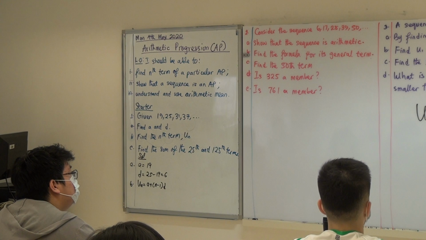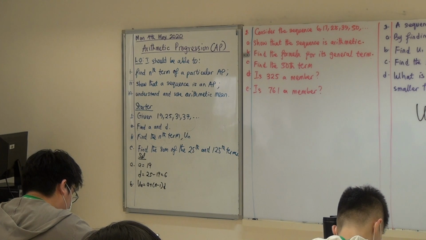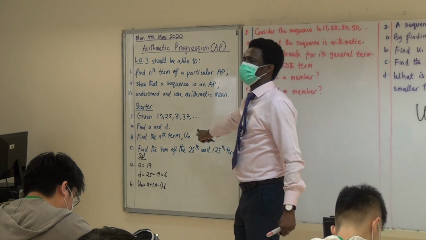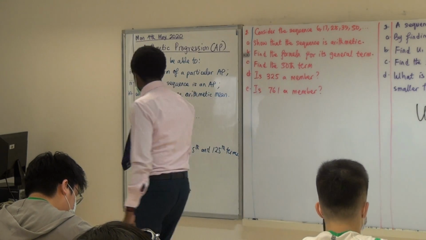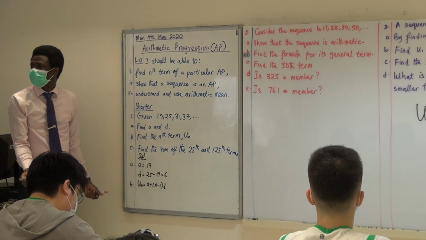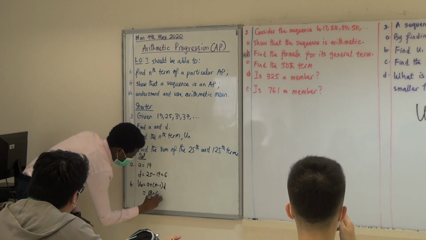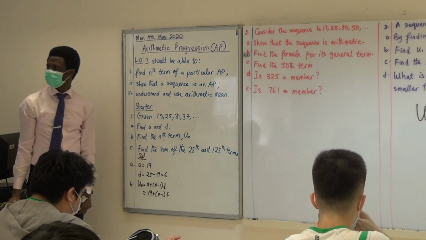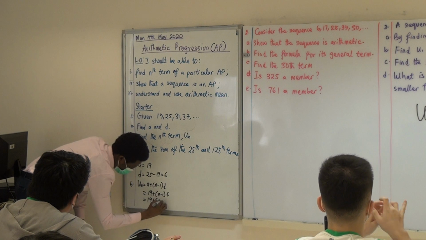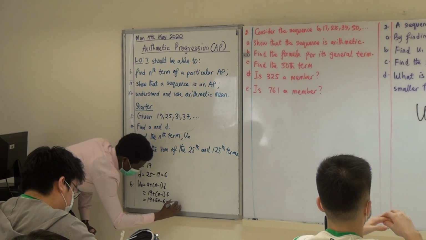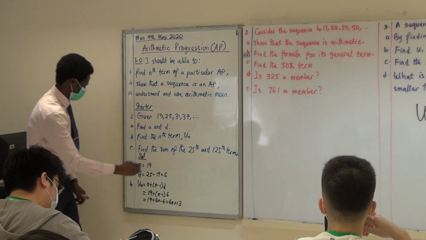So the nth term will only be in terms of n. But this formula is in terms of a, n, and d. So when you have a given AP and the question is talking about the nth term, we need you to get something that looks like this. So all you have to do is take the formula and substitute. If you substitute, you get 19 plus (n minus 1) times 6. And we open the bracket: 19 plus 6n minus 6, which is 6n plus 13. Who got that? So that's the nth term.